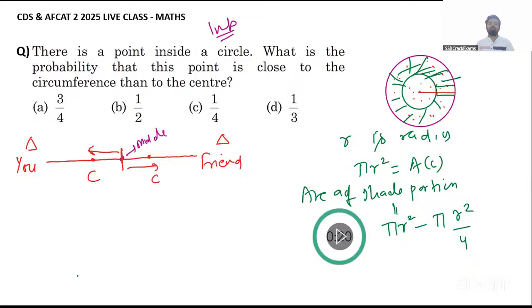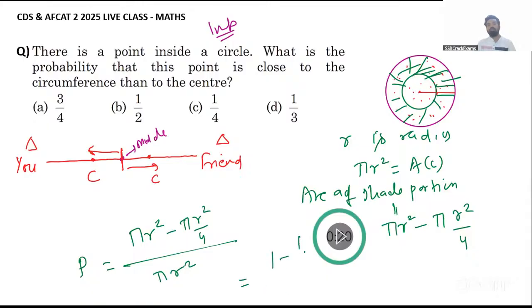So the probability will be favorable over total, that is pi r square minus pi r square upon 4, divided by pi r square. Okay, so pi will cancel out and r square will cancel out. It will be 1 minus 1 upon 4 upon 1. So it is 3 upon 4. All right, so which is option number 3.